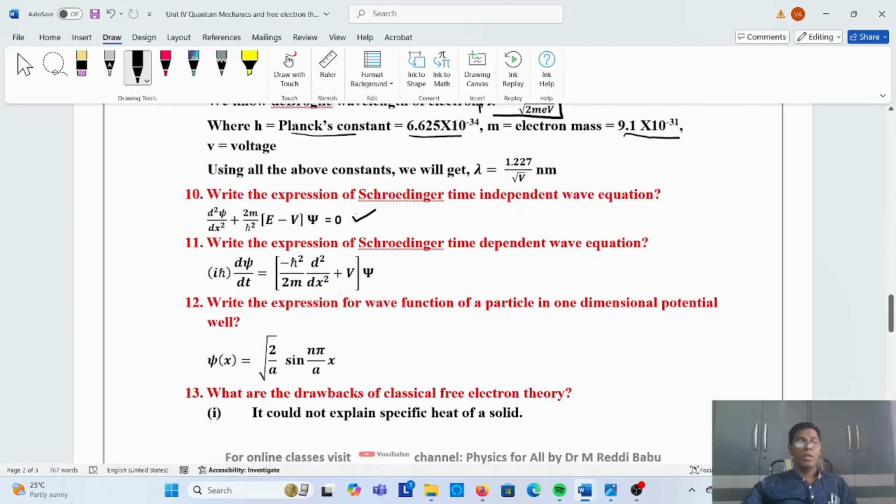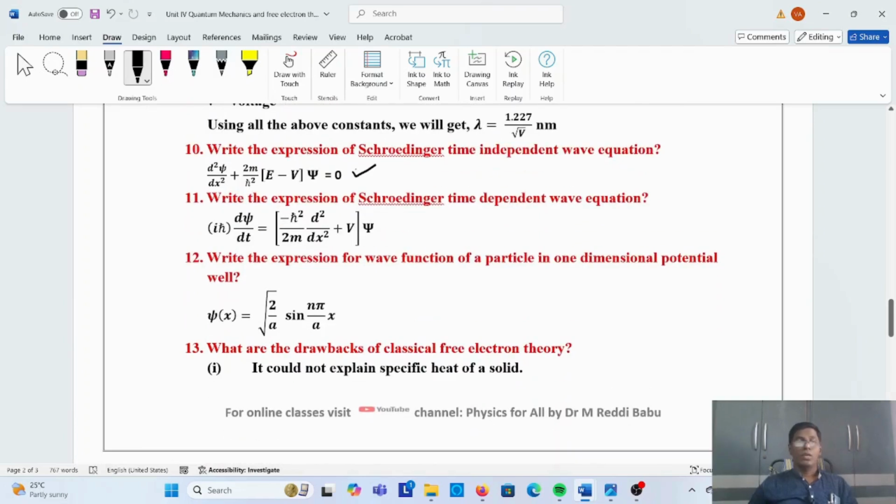In the similar way, you can write the equation for the Schrödinger time dependent wave equation. How can we write it? i h cut into d psi divided by dt is equal to minus h cut square by 2m into d square by dx square plus V into psi. That is the Schrödinger time dependent wave equation.